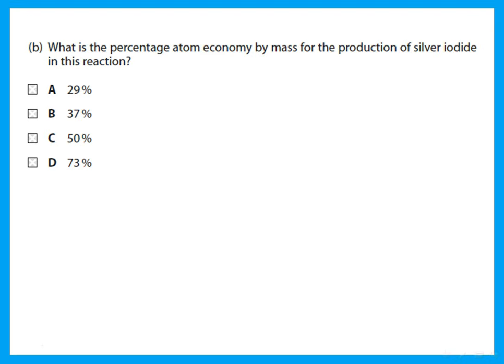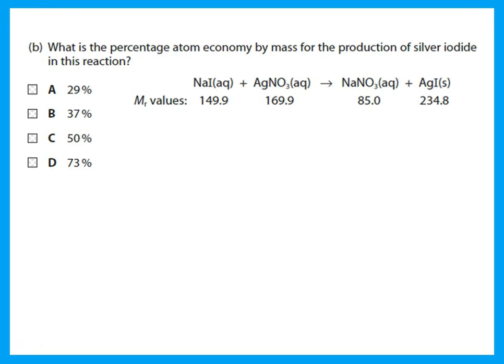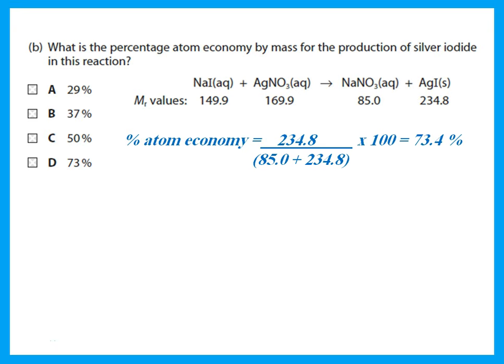What is the percentage atom economy by mass for the production of silver iodide in this reaction? Do you remember how to calculate percentage atom economy? I look at the equation, and percentage atom economy is the molecular mass of my product over the total molecular masses of all the products. So my percent atom economy here is the molecular mass of the silver iodide, which is 234.8, over the total Mr of the products, times 100. So that gives me an atom economy of about 73%.